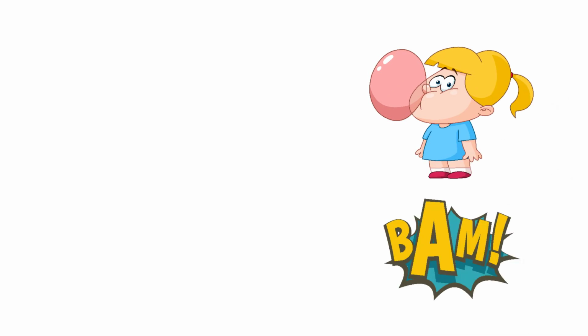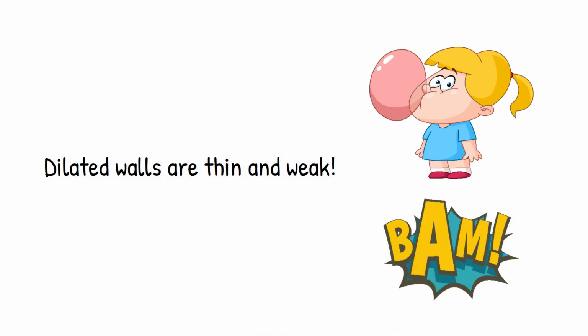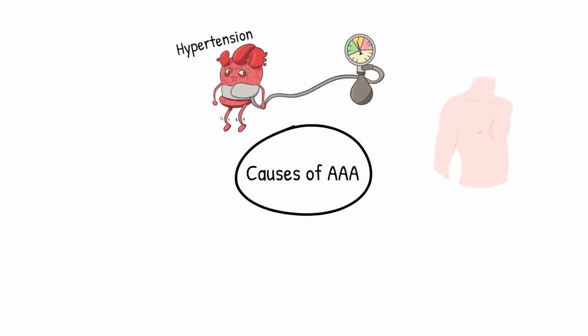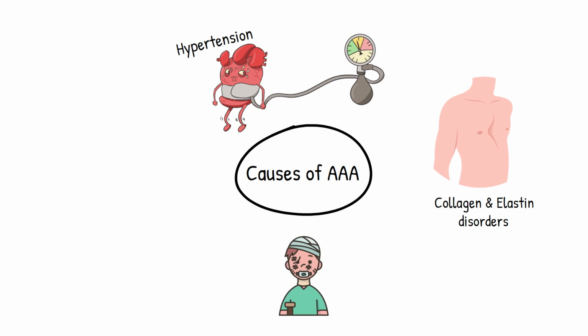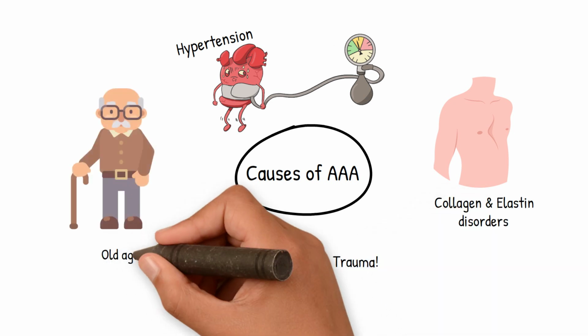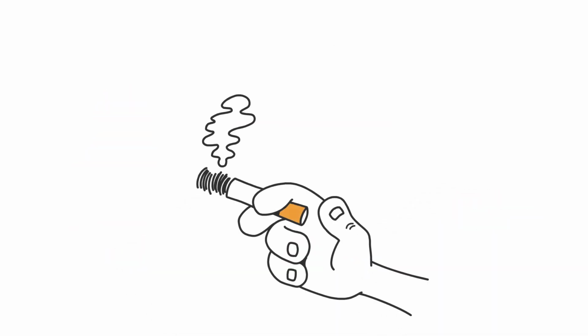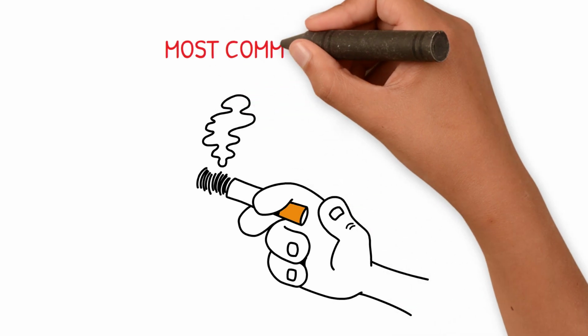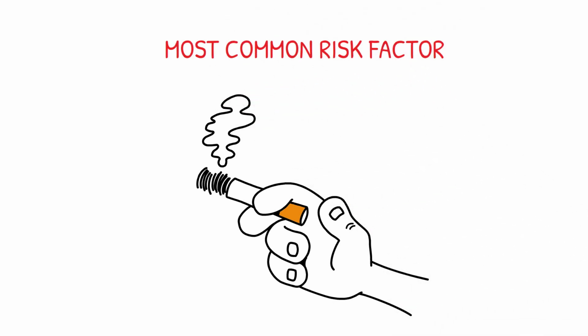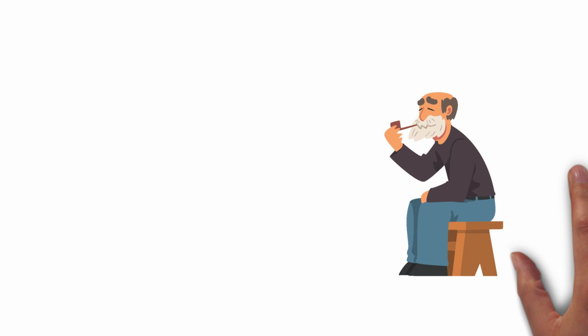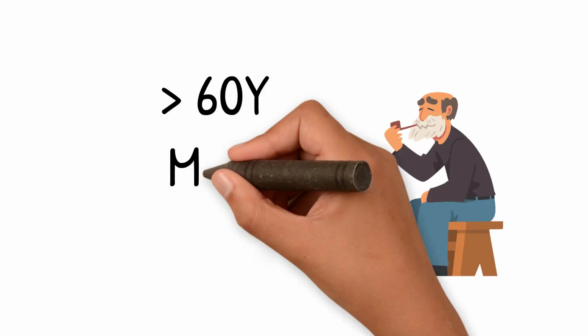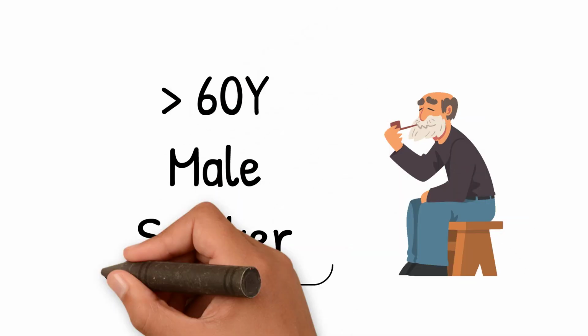This happens due to the weakening of the wall of the aorta, which can be caused by hypertension, elastin and collagen disorders like Marfan disease and Ehlers-Danlos syndrome, trauma, and advanced age. Smoking is the most common risk factor of abdominal aortic aneurysm. This disease is common in males who are more than 60 years old and in smokers.